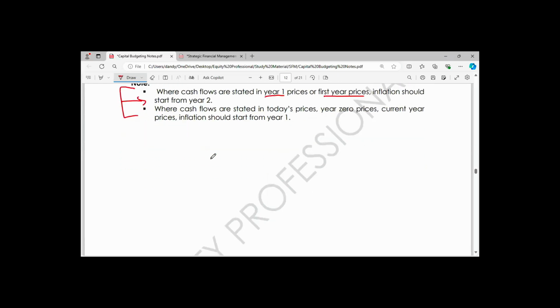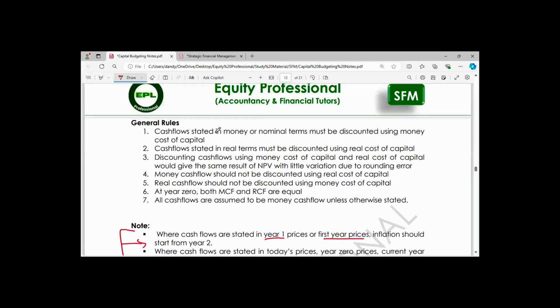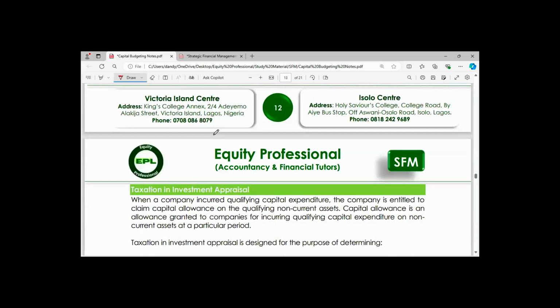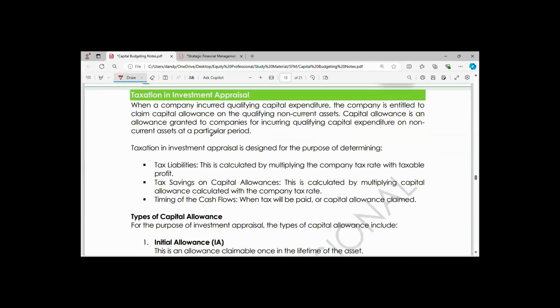So finally, let's talk about the impact of taxation. Again, please talk to me if you have any question for me. If you have any question, let me know. So we are moving to the impact of taxation. How do you incorporate tax in capital investments?